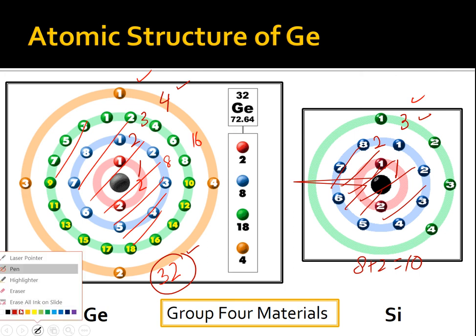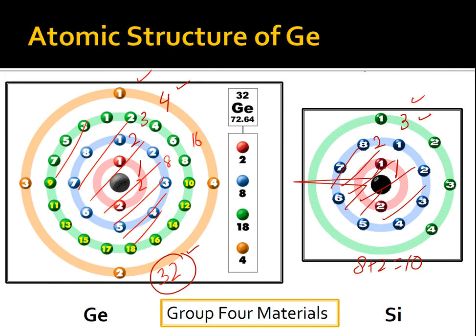Both silicon and germanium have 4 valence electrons. You can see that: 1, 2, 3, 4 valence electrons here, and 1, 2, 3, 4 valence electrons here. Both have 4 valence electrons in the valence shell. But the valence electrons of silicon are in the third shell, while the valence electrons of germanium are in the fourth shell.